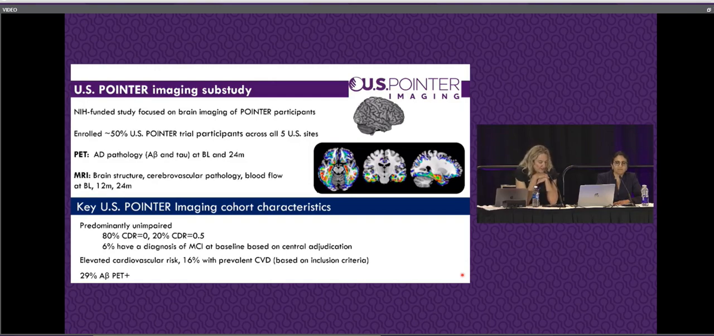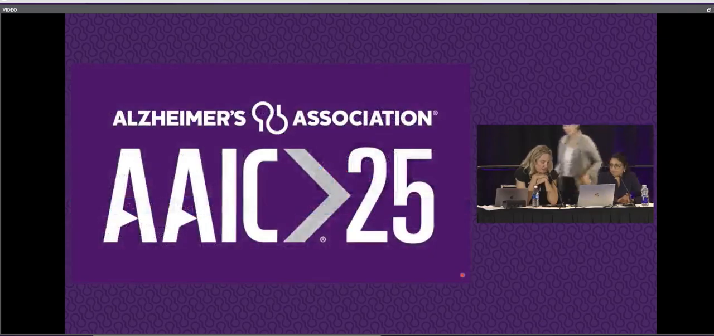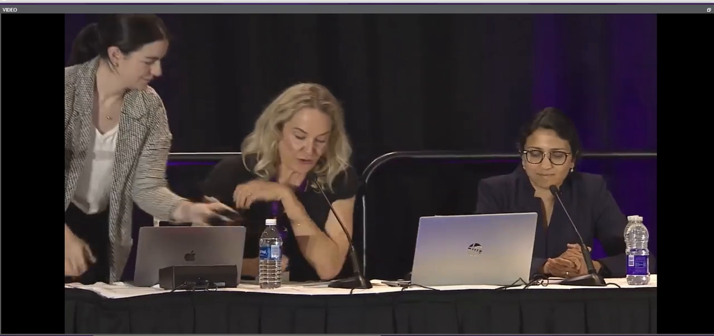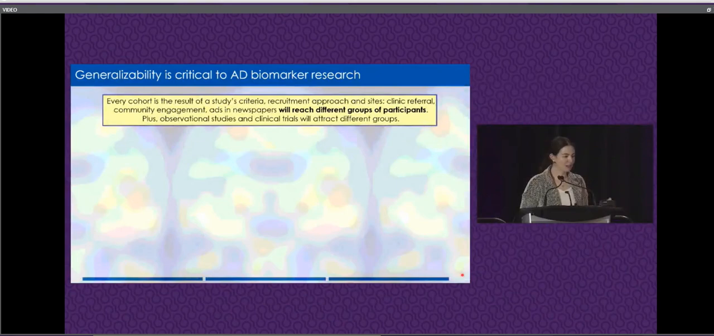So our first speaker is Tessa Harrison from UC Berkeley, and the title of her talk is White Matter Hyperintensities and Alzheimer's Disease Pathology in Heterogeneous Cohorts. Thank you. I'm going to take that introduction just a little bit further and say that we care a lot about generalizability in AD biomarker research. And concern really arises because we know that every cohort and every study is the result of that particular study's recruitment approach, the sites from which they recruit, and will reach different groups of participants.